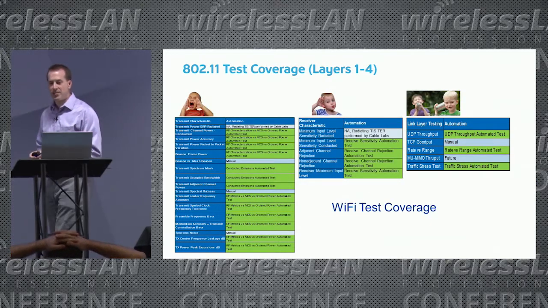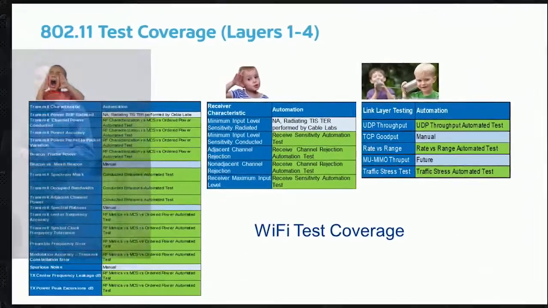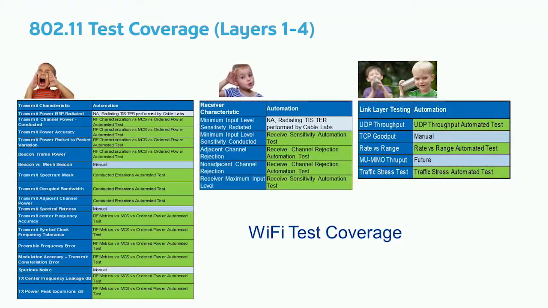These tables illustrate our test coverage for transmit, receive, and link layer tests. On the left are the transmit tests, such as beacon power and spectrum mask. In the middle are receive tests like adjacent channel rejection and receiver sensitivity. And finally, link layer tests like rate versus range, throughput.